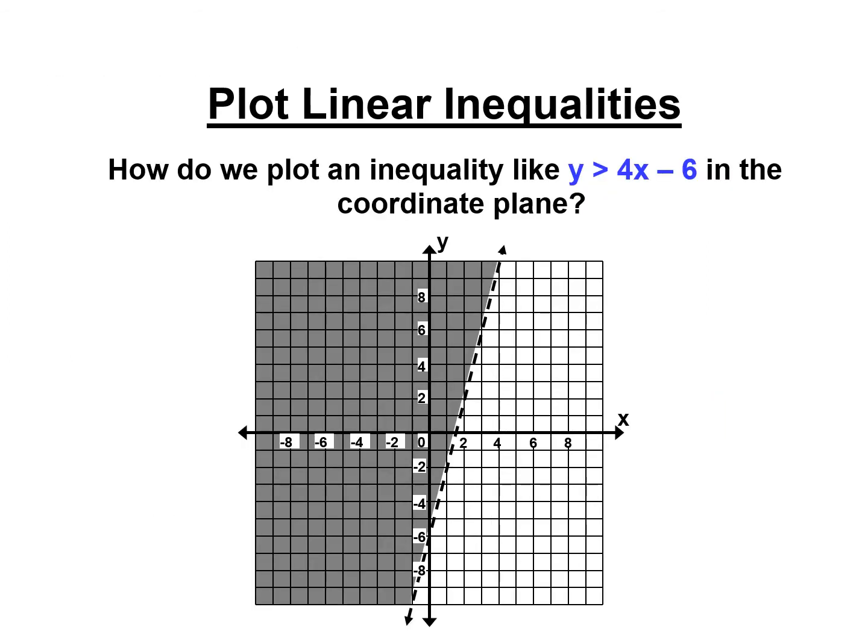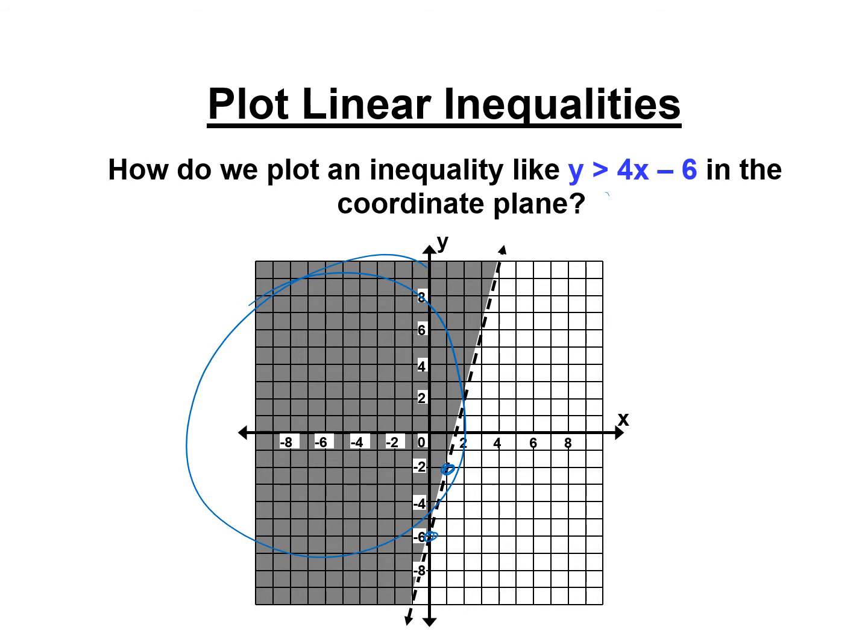They look like this. All these points in the shaded area make this one true. This is a graph of y is greater than 4x minus 6. So we just graphed 4x minus 6. And so notice the line is dashed because now the ordered pairs along the line do not make it true. It's like the open circle we just did. So we have a dashed line.